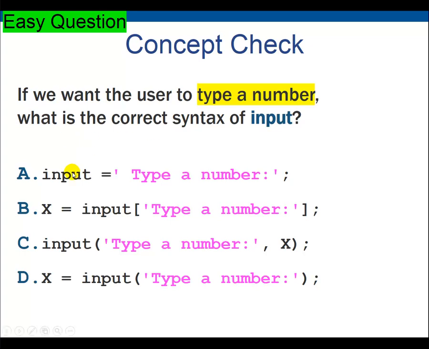This one is wrong. There is no input function. The input function should be here: X equals input, but here is a bracket. There should be no bracket here. This one looks fine, but X should go here. How about D? X equals input, type of number, and parentheses. There is no S, right? So when we execute this code, whatever we typed in, X should contain the value as a number. So the answer is D.